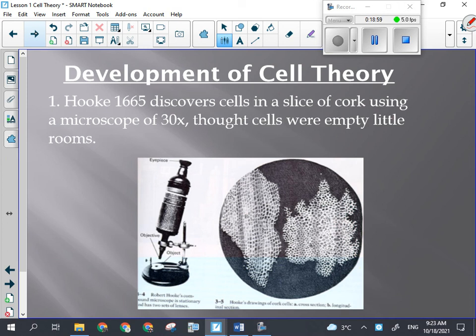But what he was looking at was a dead tree. All that was left was the cell wall of all the plant cells that made up that tree, and that's what he could see, these empty rooms. They were empty when he looked at them because that tree was dead. Okay? So he discovered cells. Built the first microscope, kind of an important guy.